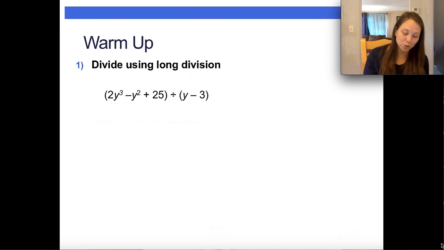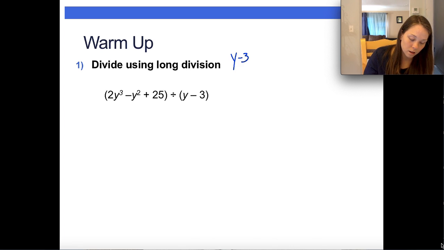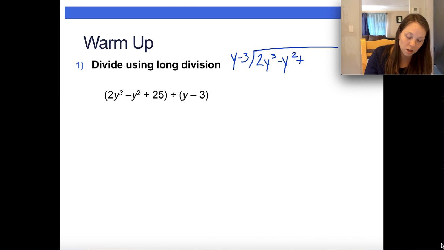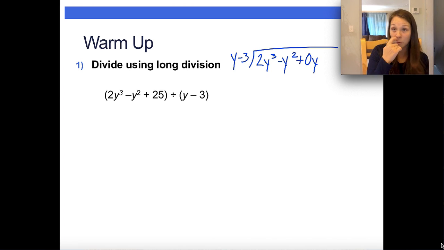All right, so to remind you about long division, the very first thing we need to do is to set up our division here. So y minus 3 is our divisor. And the dividend here is going to be 2y cubed minus y squared plus 0y. We don't have a y term in the original problem, but in order to have it in standard form and with dividing, we need to have a 0 as its placeholder, and then plus 25.